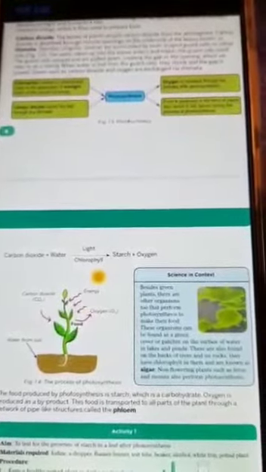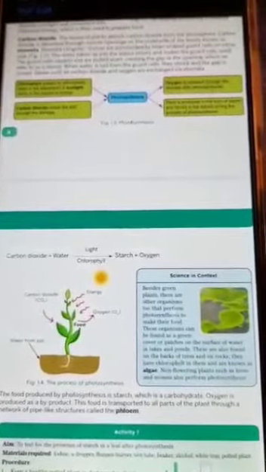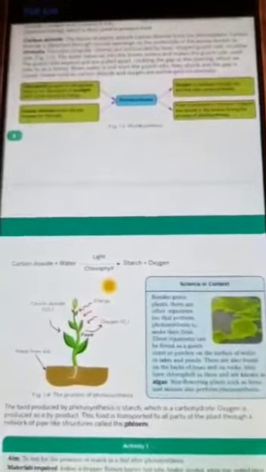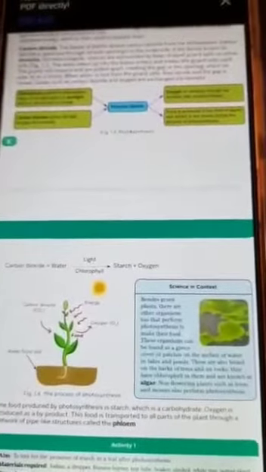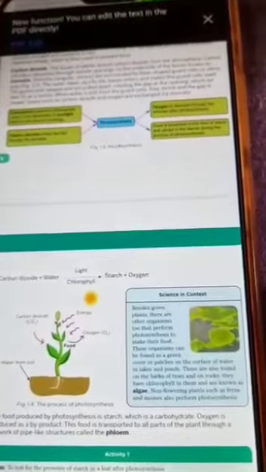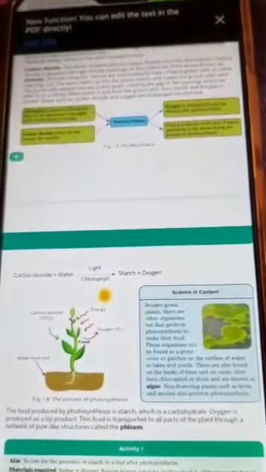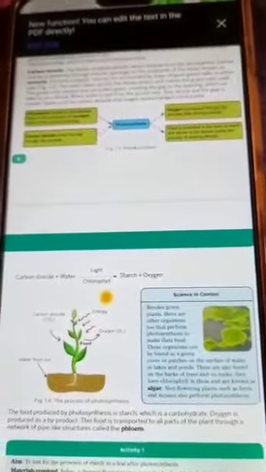The oxygen released during photosynthesis is required for living beings on the earth. During breathing, we take in oxygen and give out carbon dioxide. Therefore, photosynthesis is a necessary phenomenon on the earth. It maintains the carbon dioxide oxygen balance.